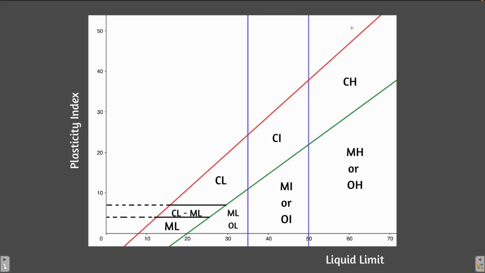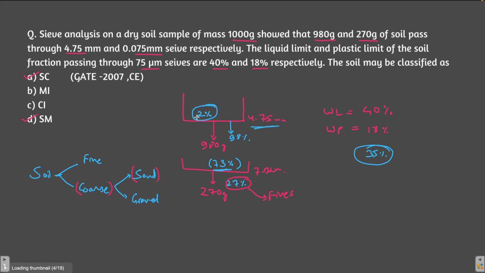As I have told you, this is the U line. I'm not writing the equations again. This is the U line, this is the A line. The equation of A line is important. So IP is equal to 0.73 WL minus 20. This is the equation of the A line.